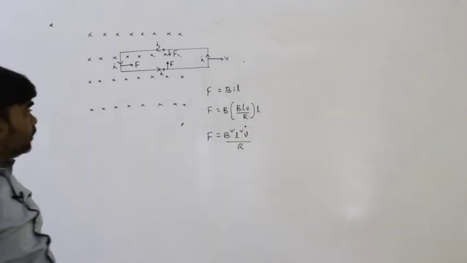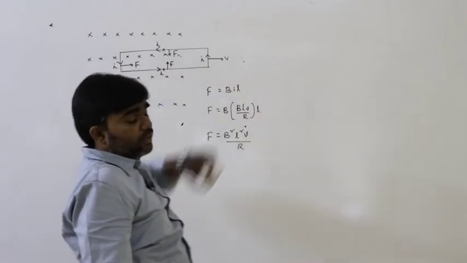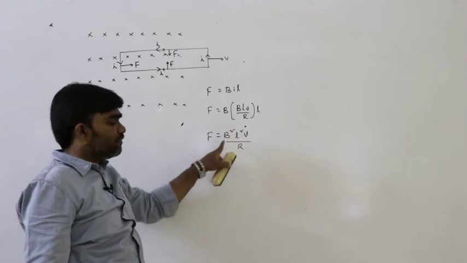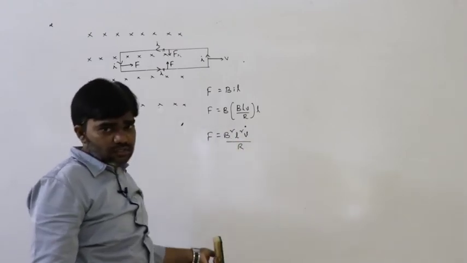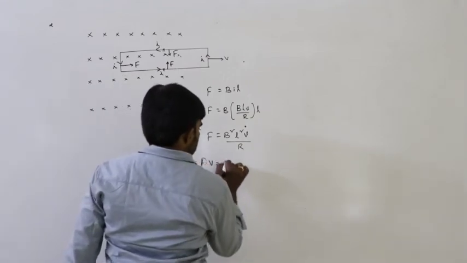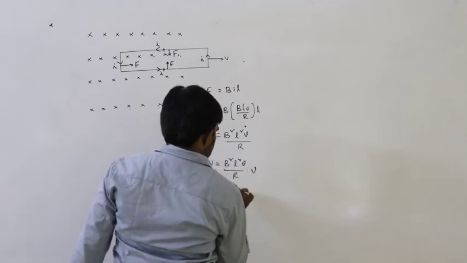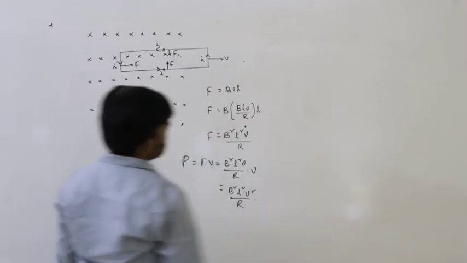What is the force required to pull the rectangular coil out of the magnetic field? B squared L squared V by R. What is the power required in this situation? Power required is equal to force into velocity. So that is B squared L squared V by R into V, so that is B squared L squared V squared by R.